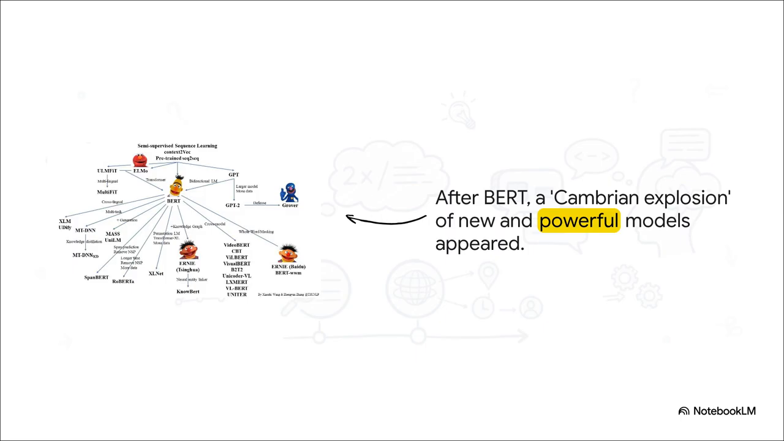You can see ELMo way up at the top. And then right there, in the center of it all, is BERT. Just look at all the arrows pointing out from it. BERT became the foundation, the common ancestor for dozens and dozens of new, more powerful, and more specialized models. It kicked off a true Cambrian explosion in AI.